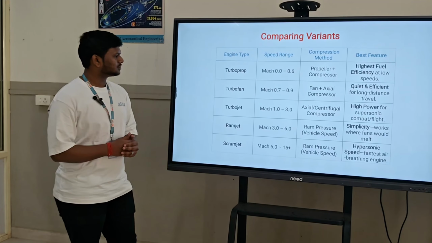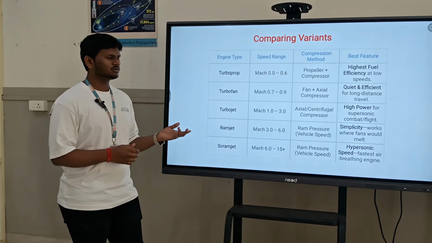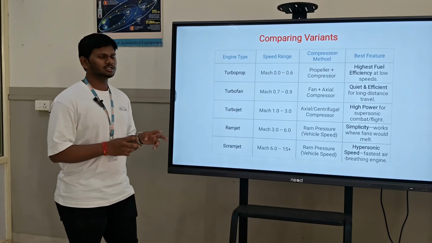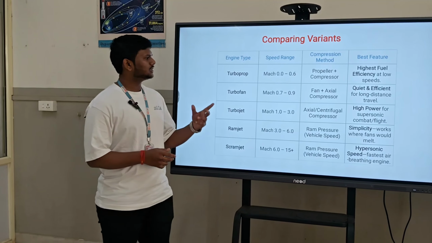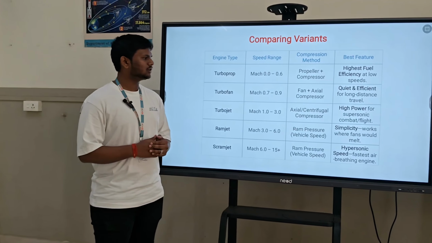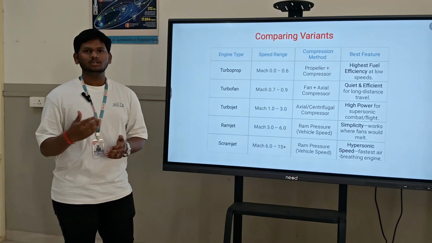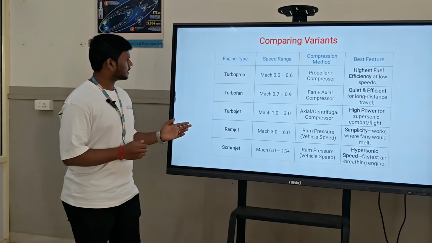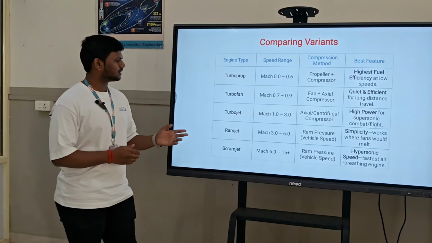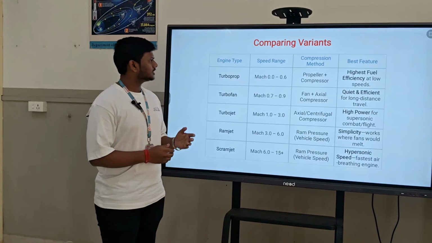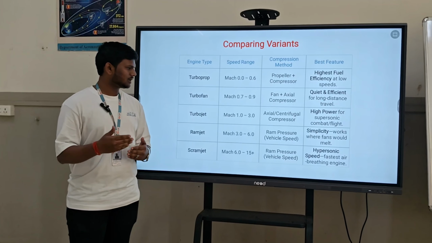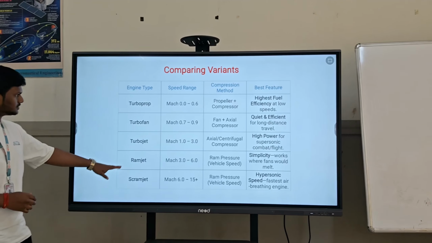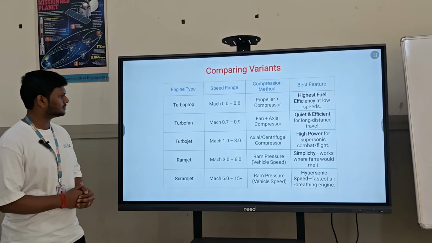Now we will talk about the turbojet, which has a Mach number around 1 to 3. Its compression method is either axial or centrifugal compression, depending upon the manufacturer. Its best feature is high power for supersonic combat flight, so it can be used in supersonic jets. After the turbojet we have the ramjet, with a Mach number around 3 to 6. Its compression method is ram pressure from vehicle speed, and there is a difference in speed range between ramjet and scramjet.